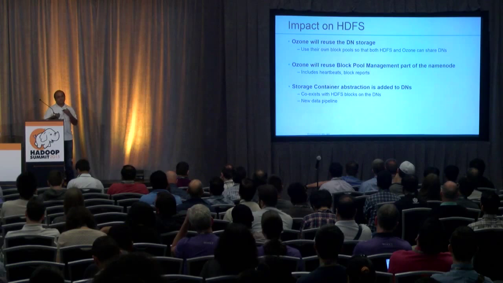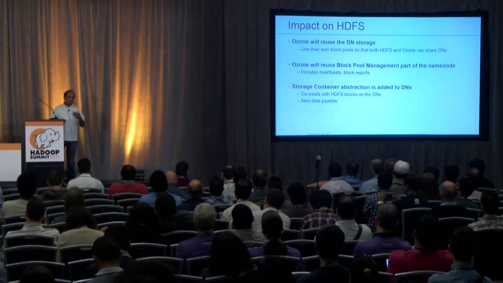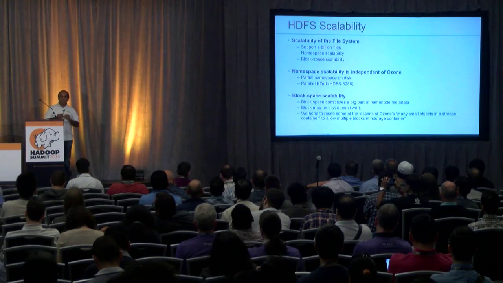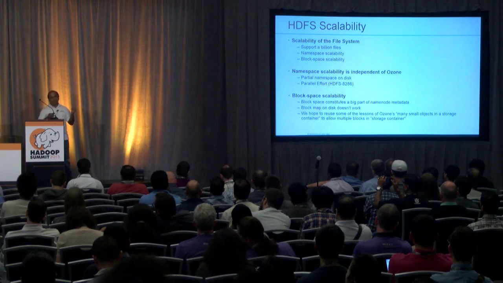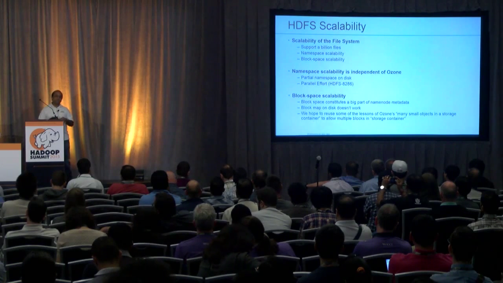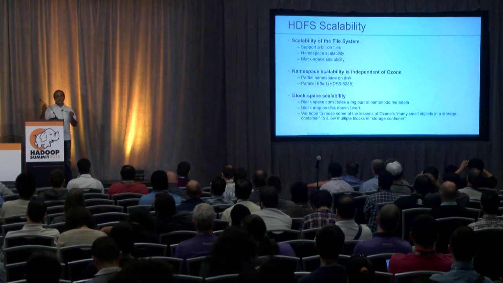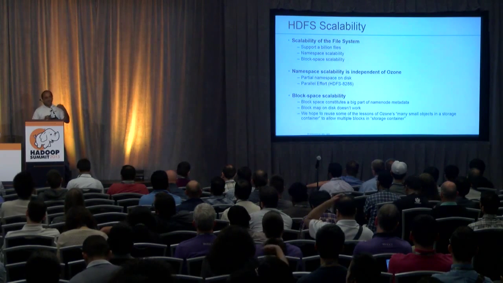Now, how does this impact HDFS in terms of the future directions for HDFS? We have seen there have been a lot of efforts on HDFS to scale it up further, so that HDFS can support billions of files. Now, in this scalability, there are two aspects. One is namespace scalability and the other is block space scalability. No matter which solution we pick, it is important to look at them separately because the requirements there are slightly different.